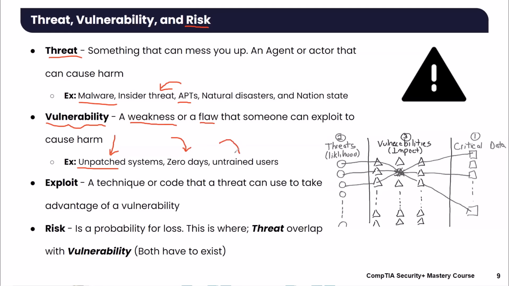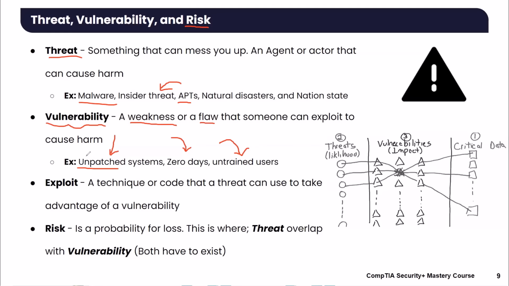We can train our users, right? The biggest problem is that most cybersecurity professionals tend to focus on the things that they cannot control. We can control the vulnerabilities. We should always focus on the vulnerabilities.